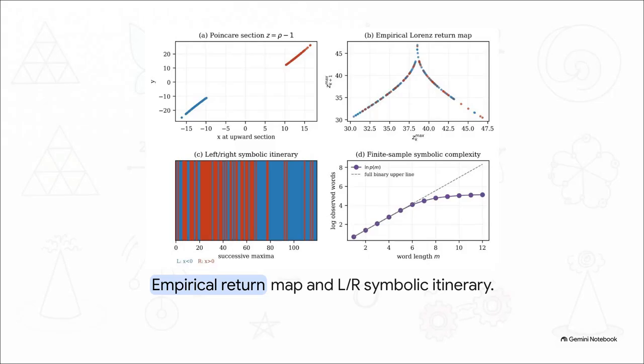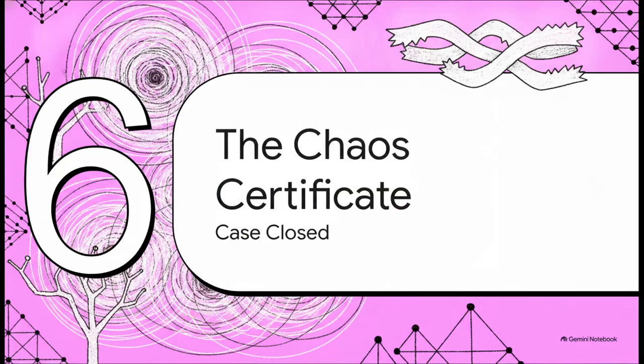And you could actually see this left/right dance visually mapped out over time as alternating stripes. This sequence definitively proves the system's robust reinjection and orbit complexity. Look, this isn't just random noise. It's a highly structured stretching and folding mechanism that absolutely guarantees positive topological entropy. Section 6. The Ultimate Chaos Certificate.